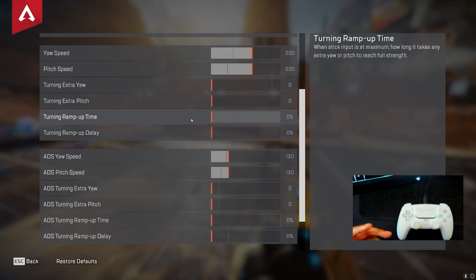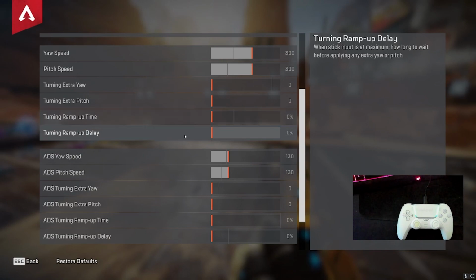So if I'm at 300 and I go to 250, when I reach my maximum stick input, how long do I have to hold it for my speed to slowly build from that 300 all the way to that 550? And then your ramp up delay is just, when your stick input is at its maximum, how long before applying that. So how long will I pull my stick, keeping it at 300, to when it shoots to 550? I definitely believe that this should not be touched.